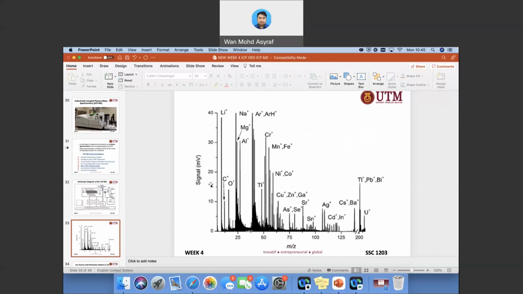Okay, now this is an example of an ICP-MS spectrum. Look here: Li plus, C plus, or even Ag plus. All of these are ions that have been generated inside the flame itself. As compared to before this, where we were looking into emission spectroscopy, now we are looking at mass spectrometry. So now we are solely looking at the mass itself. Okay.